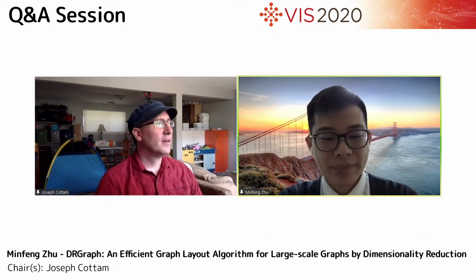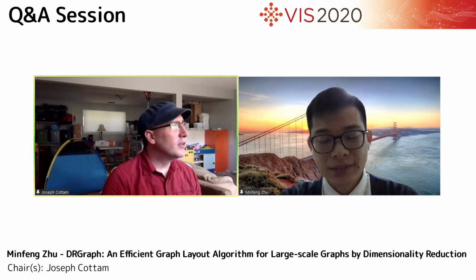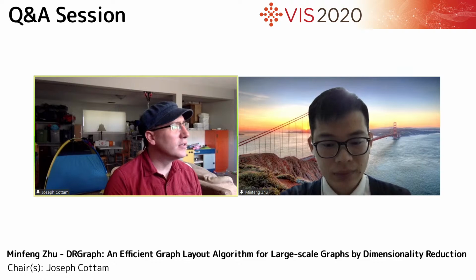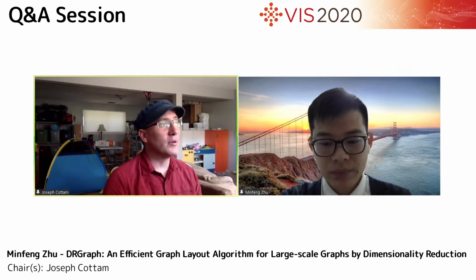All right. And then one last question. How do you define whether it is good or not when you get the coarsening graph? Can you keep important information?